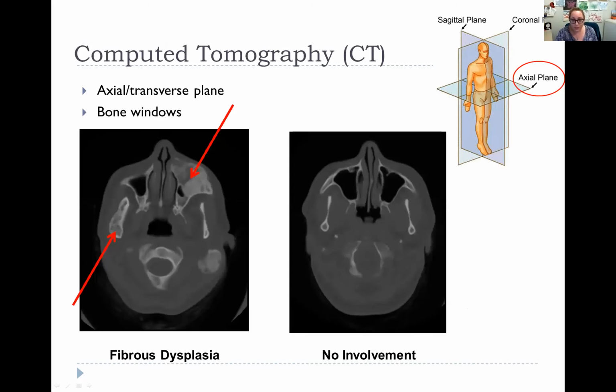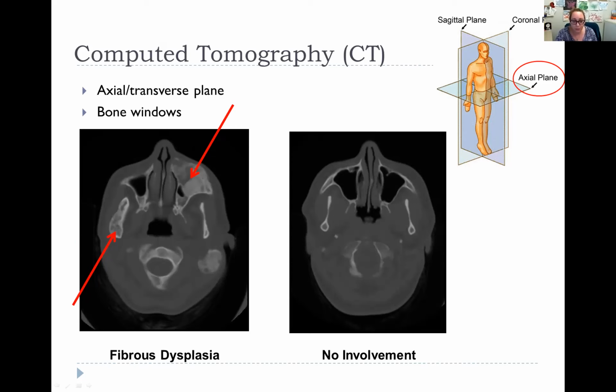CT, of course, is the gold standard. Here I've just put in the upper right corner that there are 3 different planes: sagittal, coronal, and axial. So these 2 CT images on the bottom are in the axial plane, so as if we've cut you across your midsection, and we're looking up from your feet at your head. So right and left are opposite.